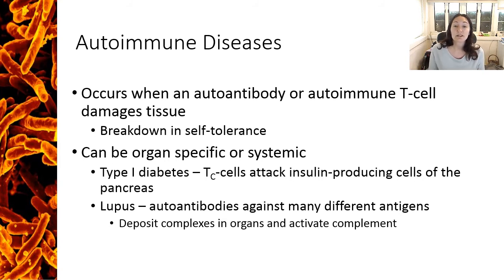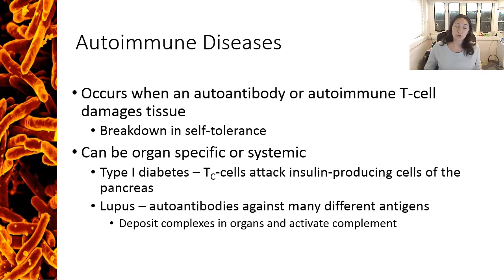These autoimmune diseases can either be organ specific, so your immune system is only targeting and attacking one specific organ. We see this in type 1 diabetes. Type 1 diabetes is an autoimmune disease. It's when your cytotoxic T cells are actually attacking the islet cells of the pancreas, which are the ones that produce insulin. This is why everyone who has type 1 diabetes needs to take insulin. It's because your immune system has actually destroyed all of the cells in the body that could produce insulin on their own.